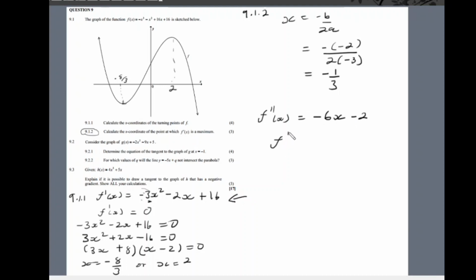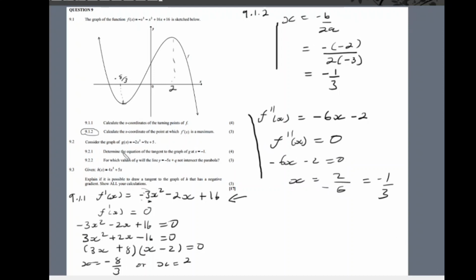If I equate the second derivative to 0 and solve for x, I'll get the point where that graph has a maximum, or where the gradient of the tangent to that point is 0, right? So I'll have minus 6x minus 2 equals 0. If I solve for x, I see that x equals 2 over minus 6, which is minus 1 over 3. So you can do it this way or that way, right?